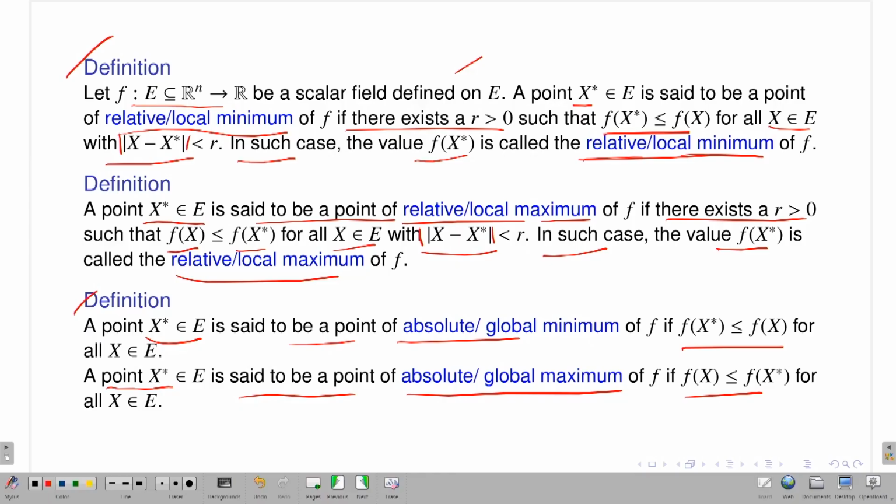So, local you can always remember from the name itself. When I talk about relative or local, that means the point where the maximum or minimum exists, the property should be satisfied in a neighborhood of that point x star. And whenever I am talking about global or absolute maximum or minimum, the corresponding properties should be true for all x in the domain. So, that is called global or absolute maxima or minima. These are the definitions of extremum points or extremum values.